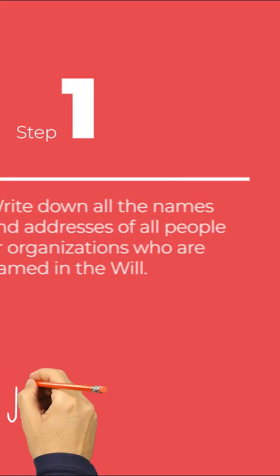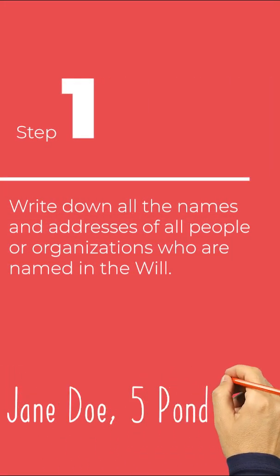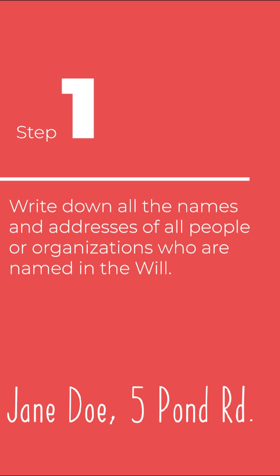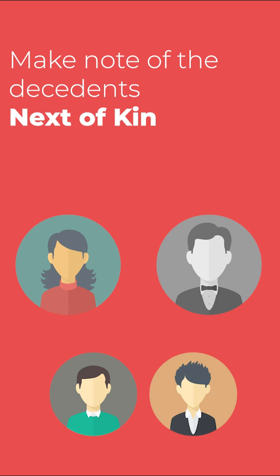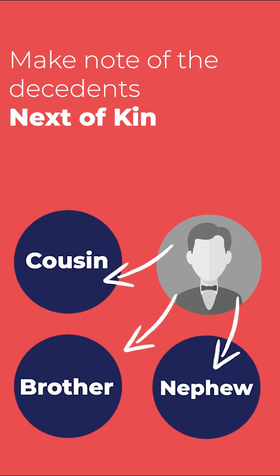Step 1. Write down all the names and addresses of all people or organizations who are mentioned in the will. Additionally, make note of the decedent's next of kin, which is typically the decedent's spouse or children, but in more complex cases can be cousins or distant relatives.